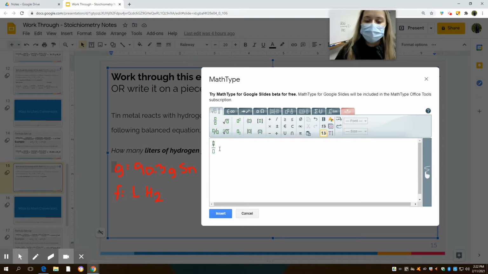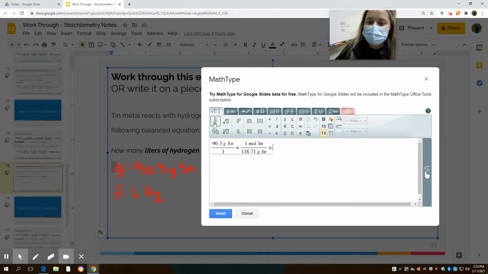So remember, we always start with what we're given over 1. So we're going to have 90.3 grams of tin over 1. Then we're immediately going to go into 1 mole of what we're given. So 1 mole of tin over the molar mass of tin. Now tin's an element, so we're going to use the atomic mass. So we're going to have 118.71 grams of tin on the bottom.